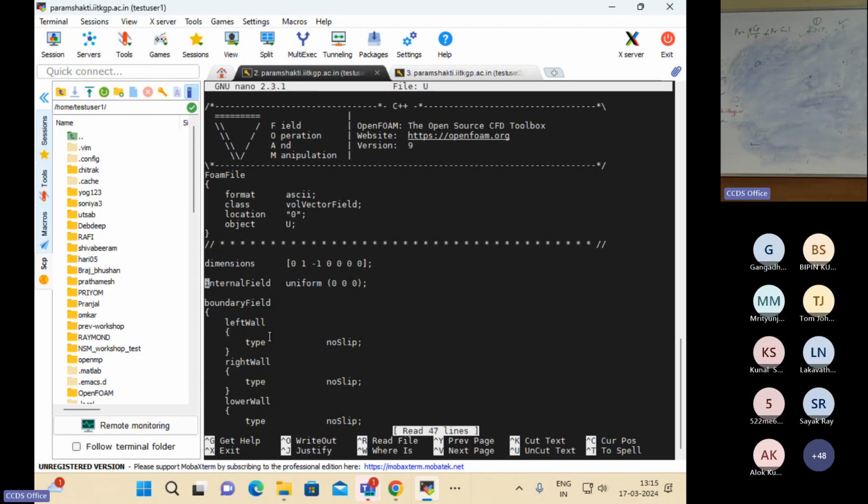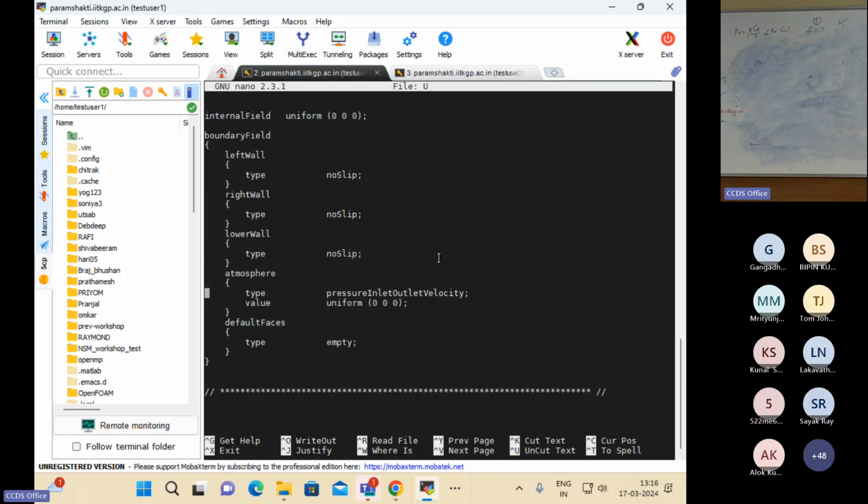So these are the boundaries of the domain. There is basically a rectangular box, and these are the boundary conditions. On the left wall there is a no-slip boundary condition. On the right wall and lower wall also there is a no-slip boundary condition. In the atmosphere, there is an atmospheric pressure-like condition. So first I will show you how the domain looks.